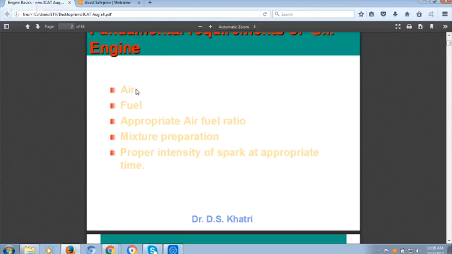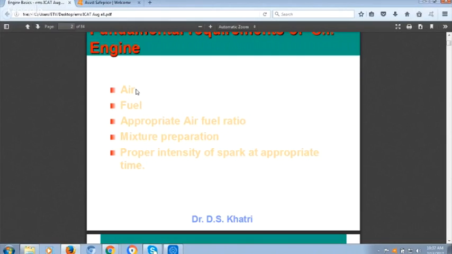That cc, do you know what it means? Cubic centimeter, and what physical meaning does it have? Volume of cylinder. So basically it defines how much air you can suck in, because fuel quantity is negligible as compared to the air, right? So it is the amount of air the engine can suck. The more air it can suck, the more power it can produce. Is it clear?